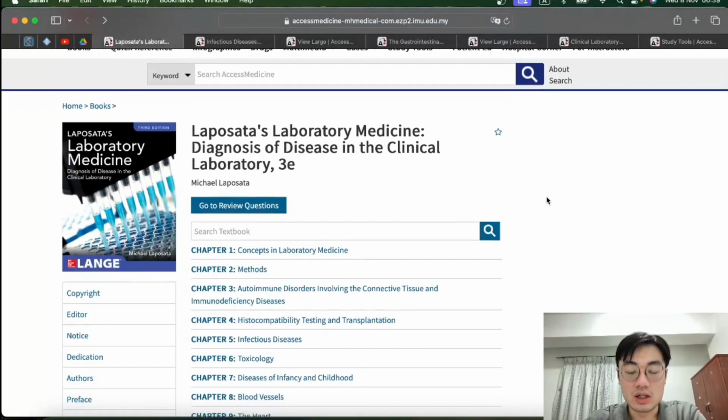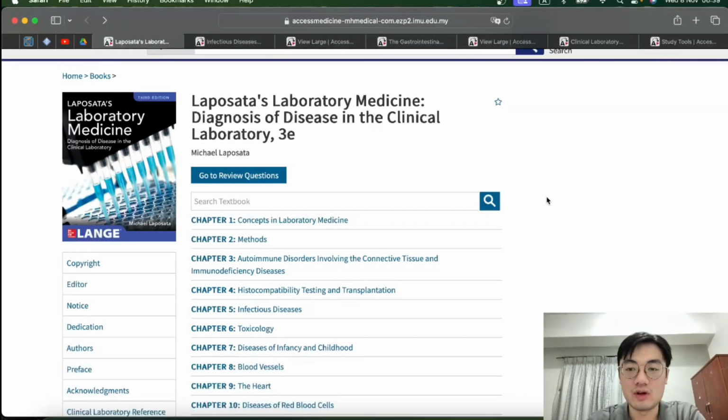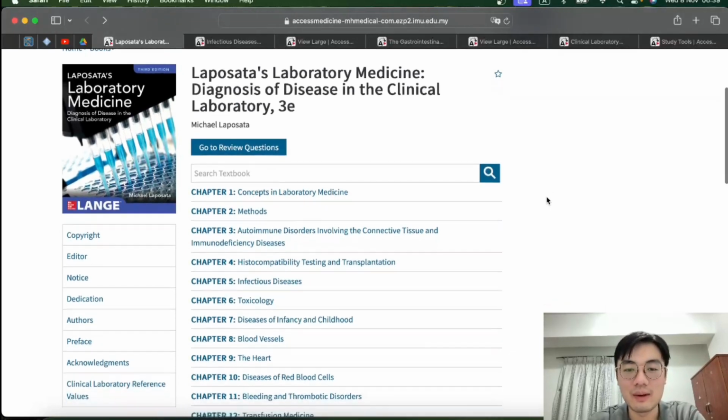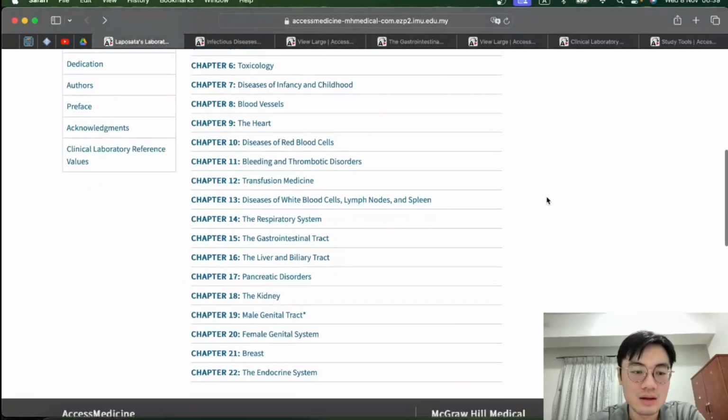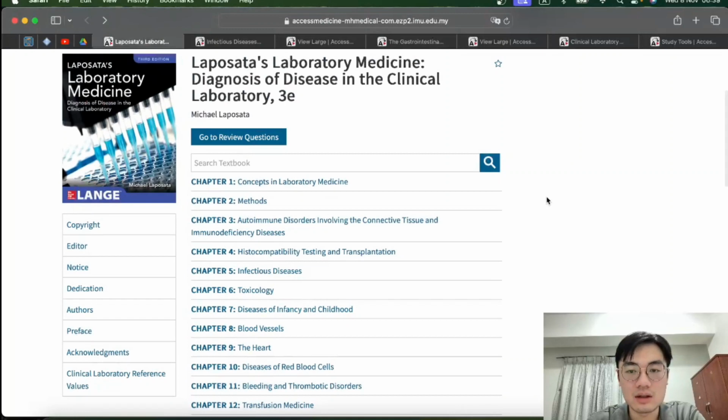So in general, I would say this book is very useful for medical students no matter what year you are in, because we will always need to know the diagnostic tests for each particular disease or pathology that we're looking into. And this book just covers everything that we need to know. I think that's all for this book.